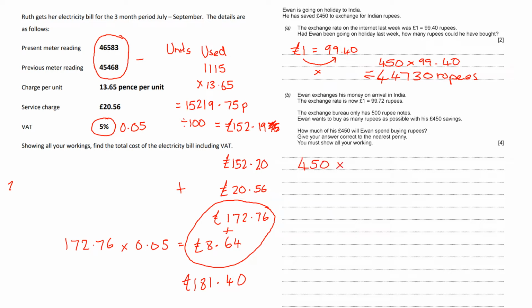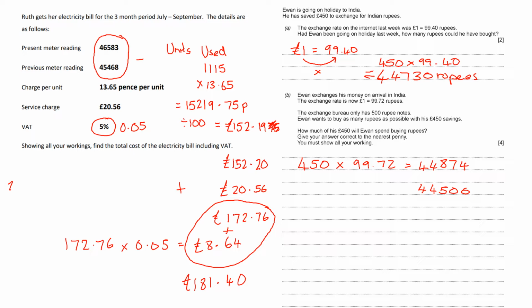Part 1, we change the money into rupees. 450 times 99.72, which is 44,874 rupees. Then we look at that number and go, but if they can only give us 500 notes, we can't get this 874 bit at the end. How close can we get to this number but going up in 500s? And the closest we can get is 44,500. If they had happened to have 100 notes or 20 notes, we could have got a bit closer, but with only 500 rupee notes, that's as close as we can get.